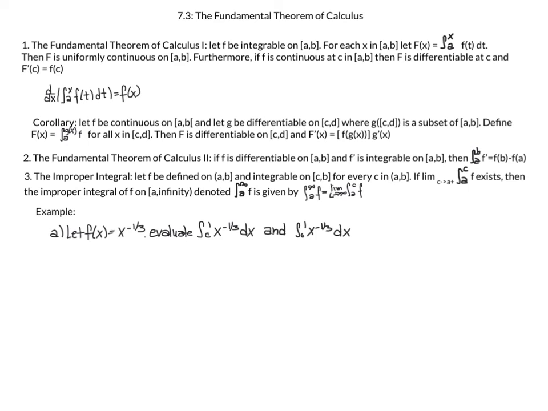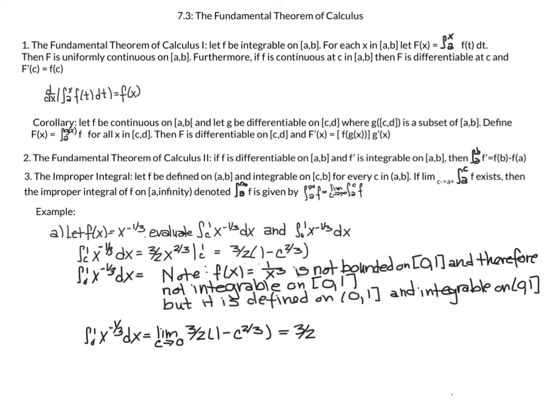For our first example, we are going to let f of x equal to x raised to the minus 1/3, and we are going to evaluate the integral from c to 1 of x to the minus 1/3, and the integral from 0 to 1 of x to the minus 1/3. This first integral, the integral from c to 1, is fairly straightforward. We take the antiderivative to get 3/2 x to the 2/3 evaluated at 1 and c. So our final answer is 3/2 times 1 minus c to the 2/3.